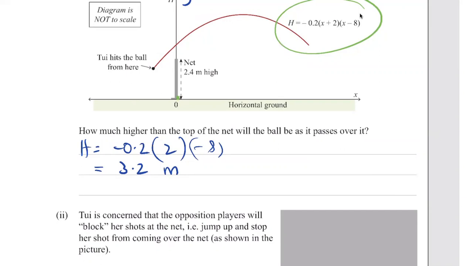How much higher is it then? Well, we take 3.2 minus 2.4. We've got how much higher? 3.2 minus 2.4, and that's 0.8. Squeeze it in there, and there's your answer, 0.8 meters.